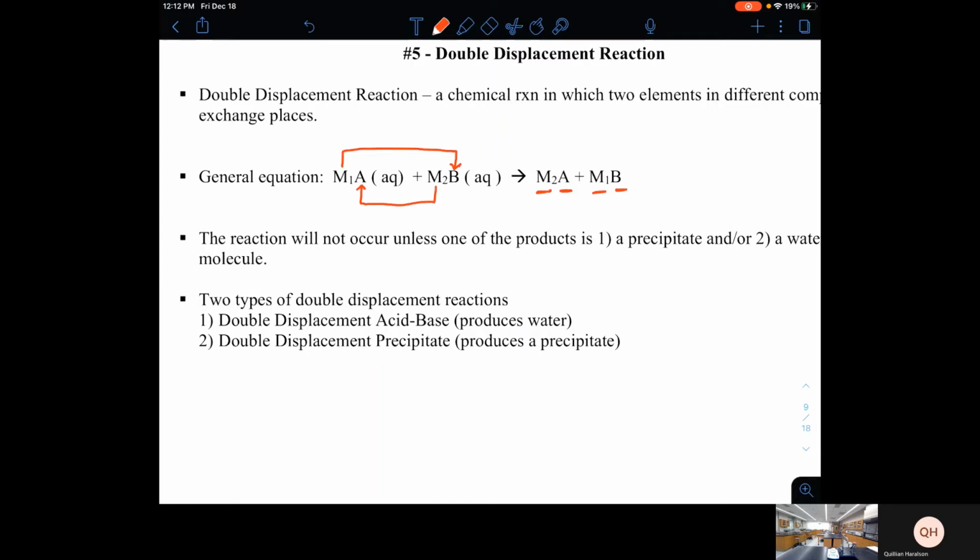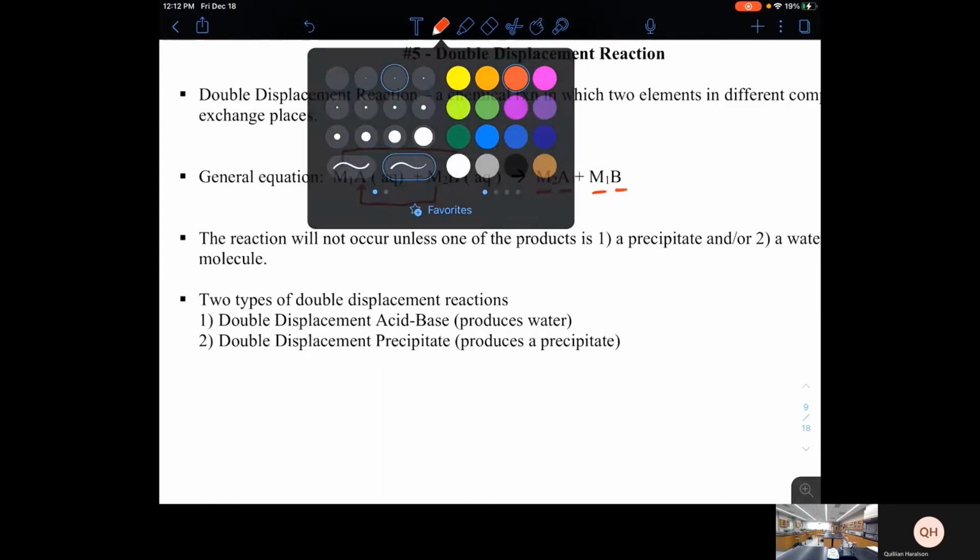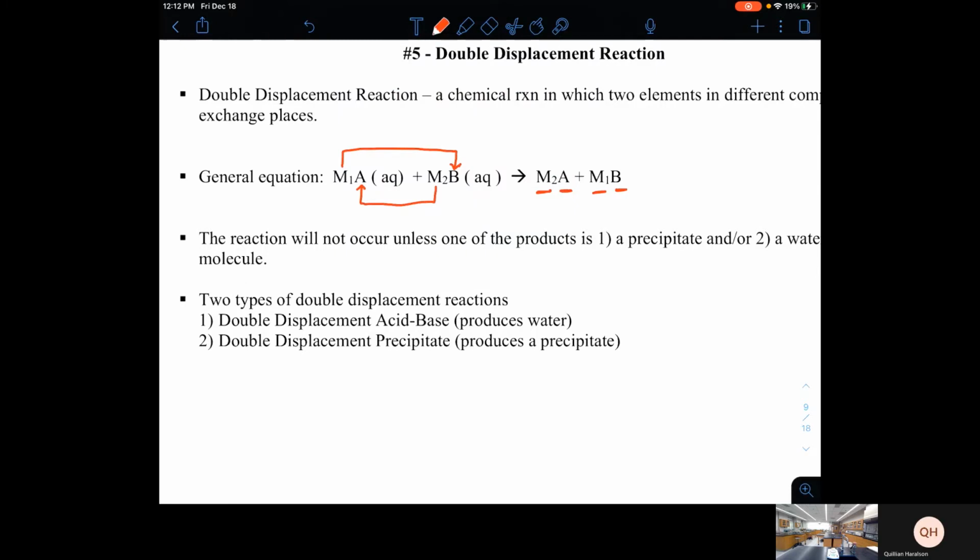Now, one of the things I'll point out right now is that when it comes to our double displacement reactions, the reactants are going to be aqueous. So all the problems that I'll be giving you, the reactants will always be aqueous. So remember, these are ionic compounds that are the reactants here. So keep in mind, they're going to always be aqueous. Now, the products are a different story, and we'll talk about the products.